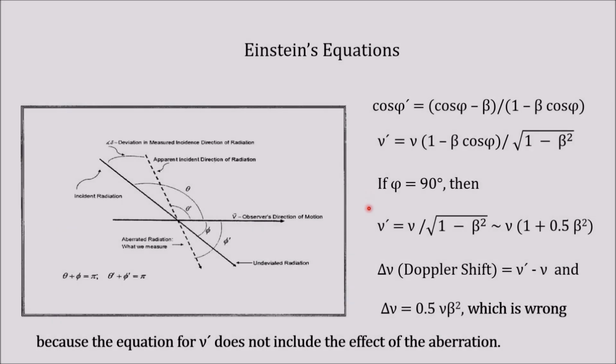This is the prior slide repeated, but with the added note that the form for the Doppler in this particular case is wrong, because the equation for nu prime, the shifted frequency, does not include the effect of the aberration.